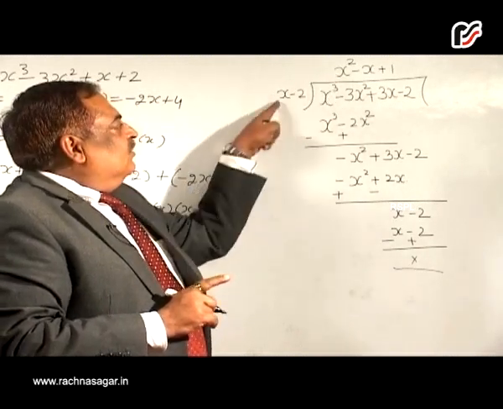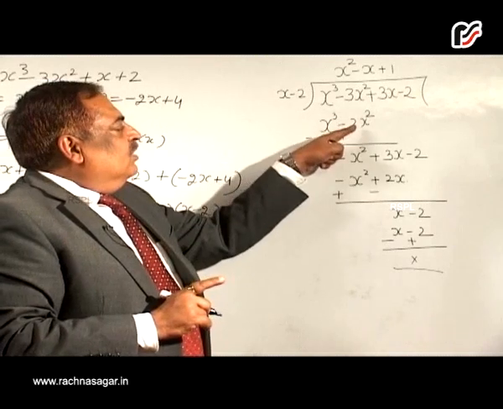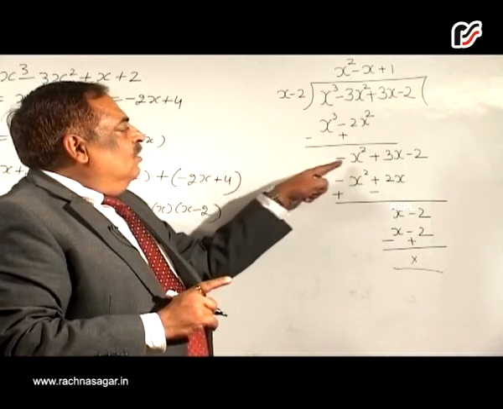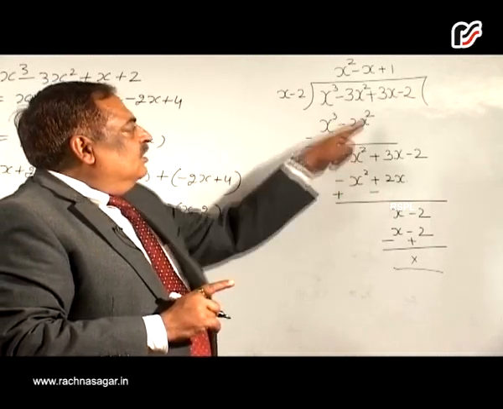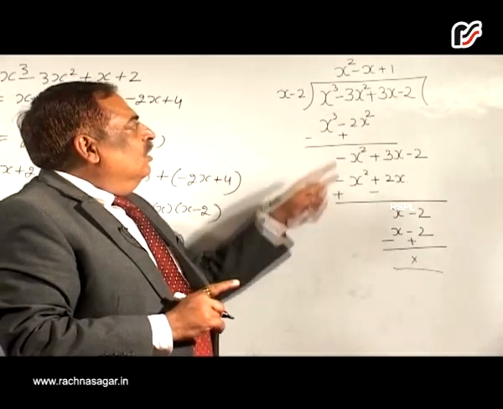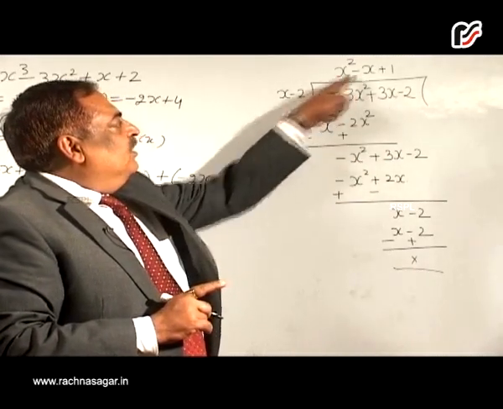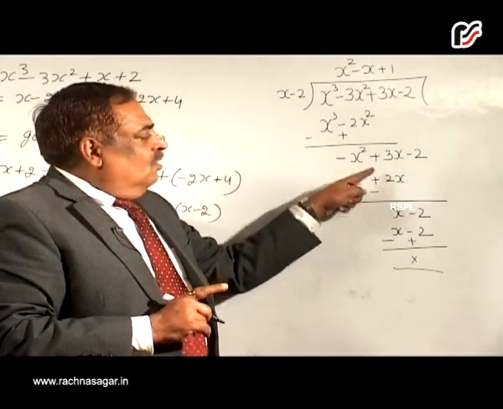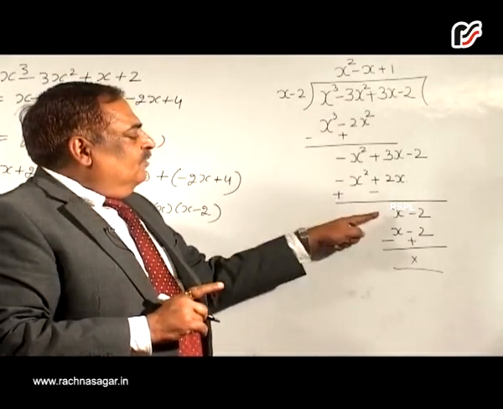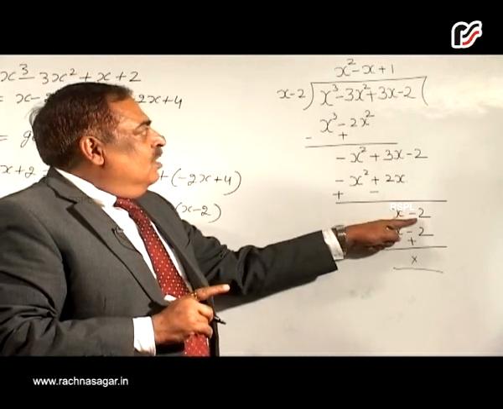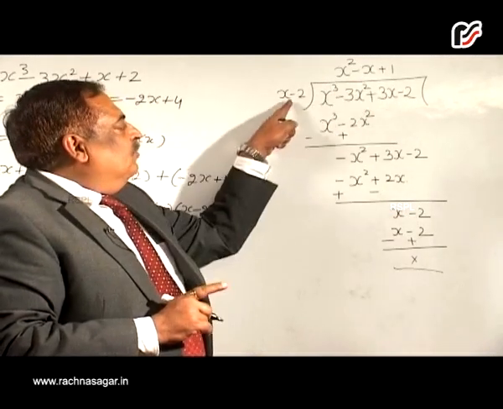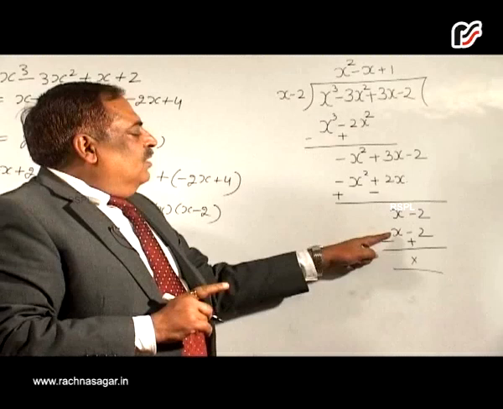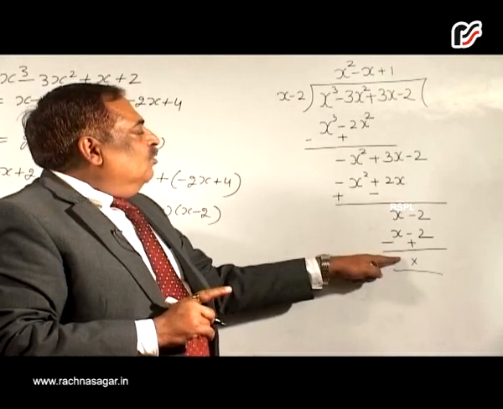When you multiply with x square, we get x cube minus 2x square. Subtracting, we get minus x square plus 3x minus 2. Again, when we multiply with minus x, we get minus x square plus 2x. On subtracting, we are left with x minus 2. And now if you multiply with 1, we get x minus 2, remainder is 0.